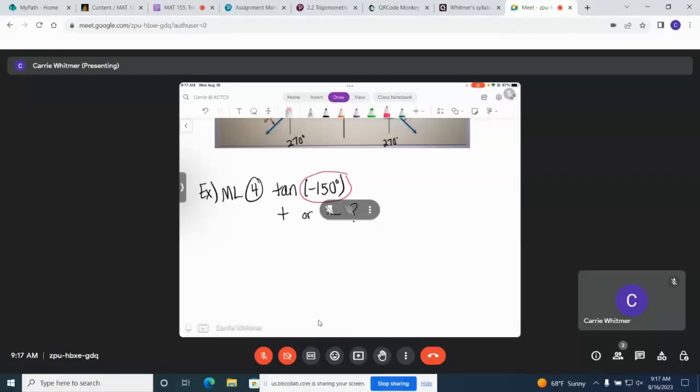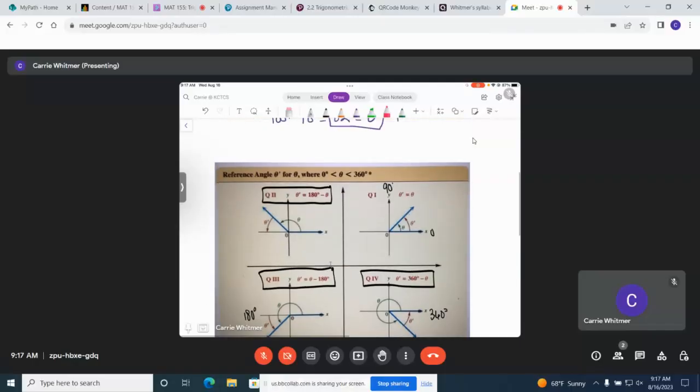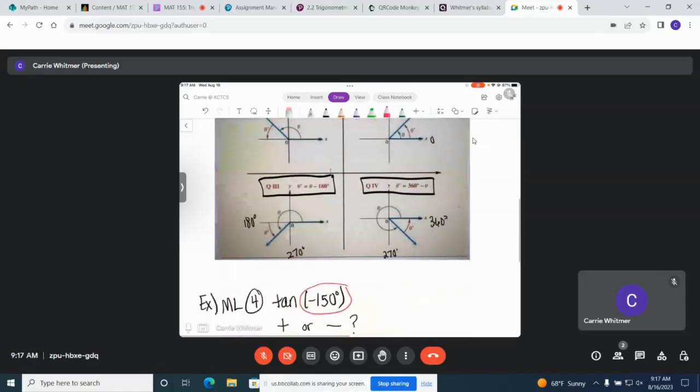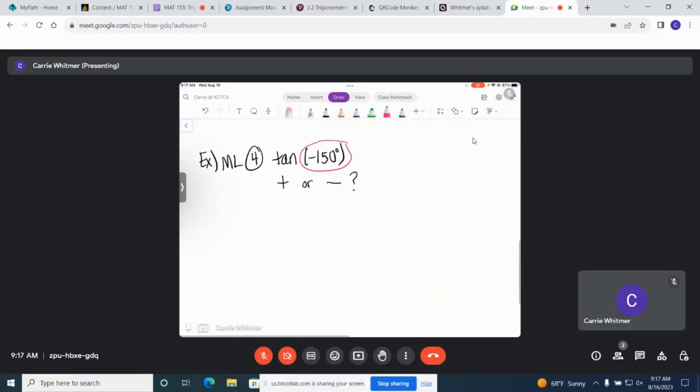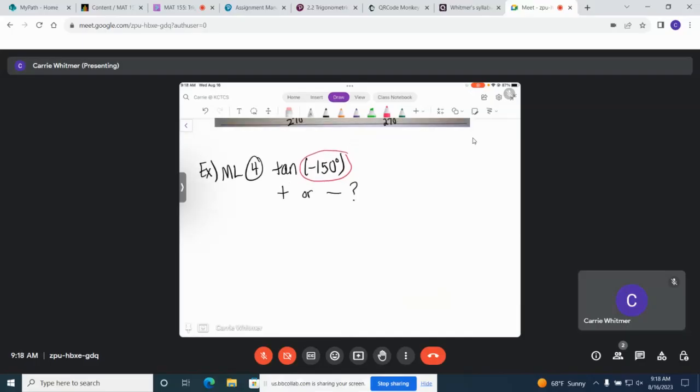We always want our angle to be between 0 and 360 so that we can figure out what the reference angle should be. See our little formula for our quadrants here, for our reference angles here. We want our angle to be between 0 and 360. So if it's not an angle between 0 and 360, we just need to find a coterminal angle for that.